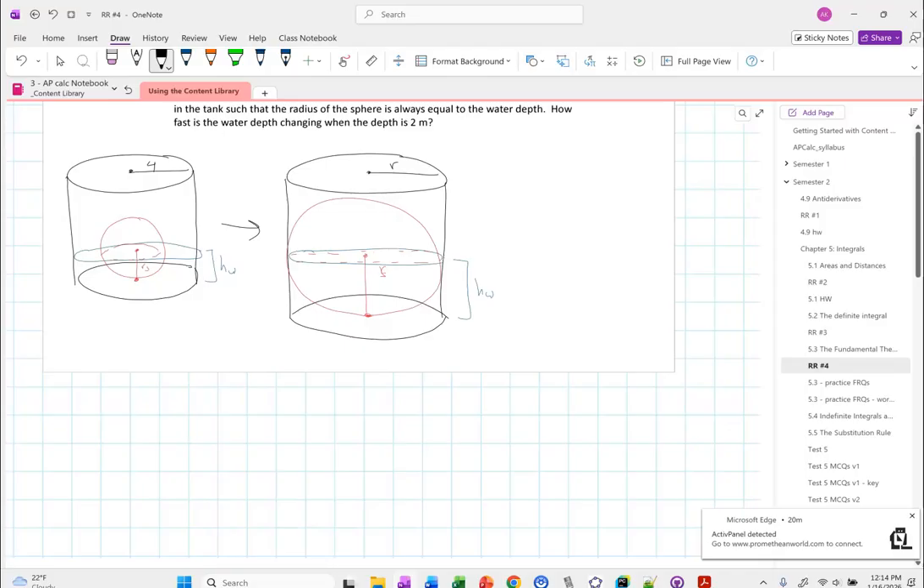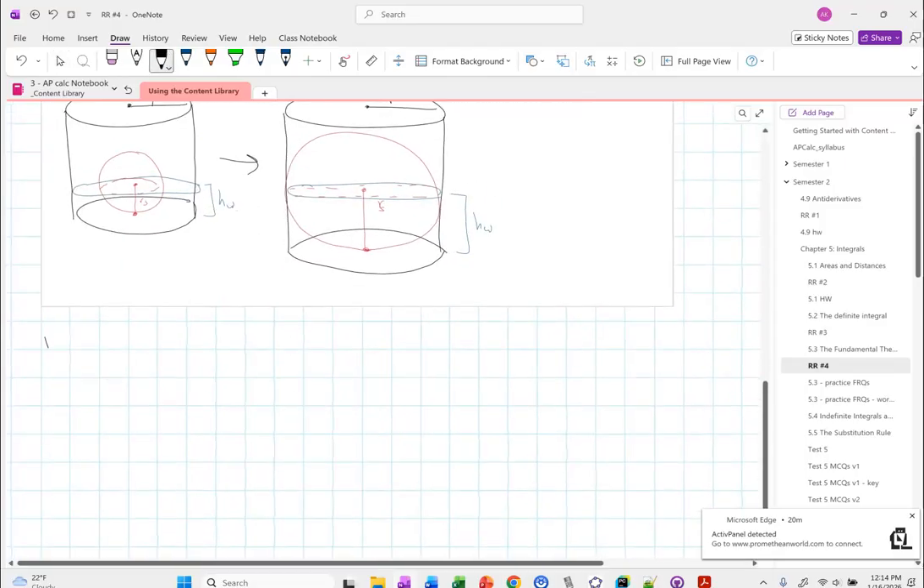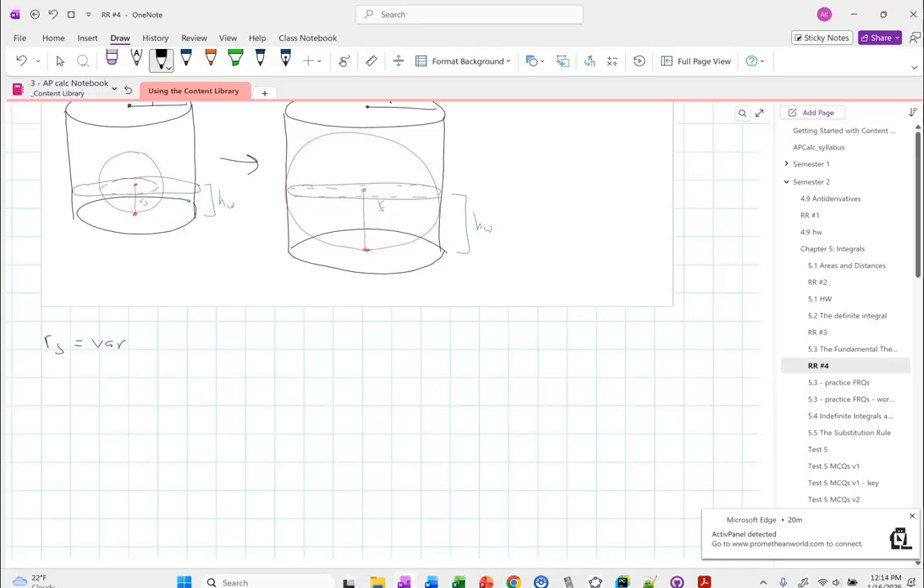So what are the things that are changing here? The radius of the sphere is a variable. The volume of what? The tank? Well, the volume of the tank is constant. The tank isn't changing size. But the volume of the water is changing, right? Because we're dumping water in. The volume of the sphere is changing, right?